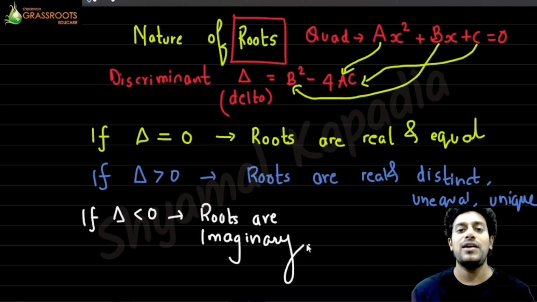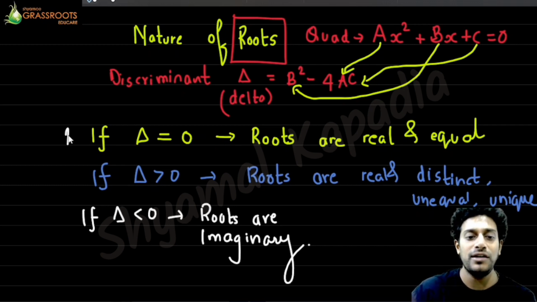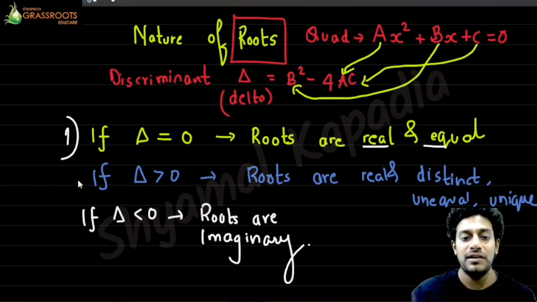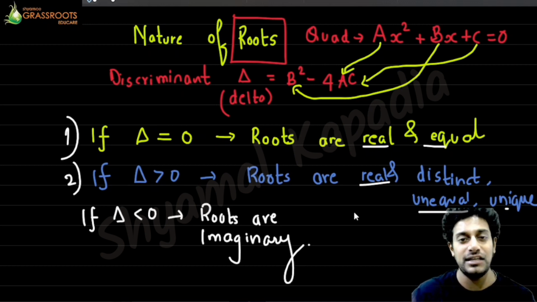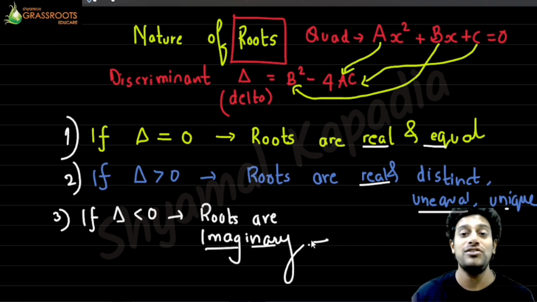That's it. So I want you to learn these three conditions by heart. Condition number 1: discriminant equal to 0, roots are real and equal. Greater than 0, positive: roots are real and unequal, unique, distinct, anything is okay. And if it is less than 0, negative, then the roots are imaginary. So based on this, we can start with the next set of sums.